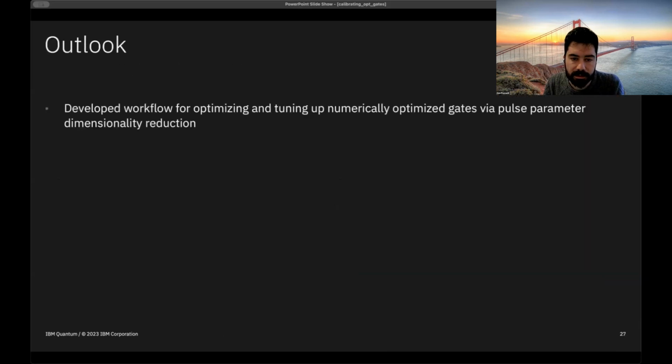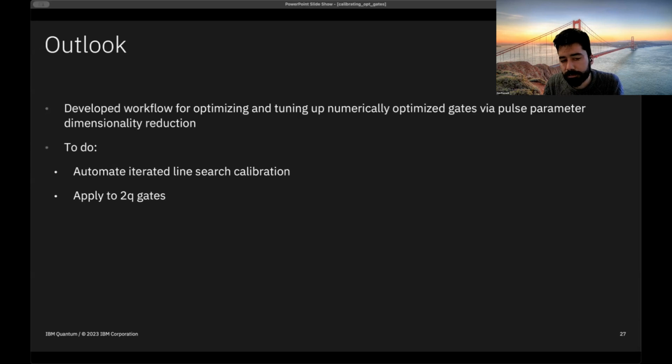Okay, so that's that. Again, the paper will be coming out soon on the arXiv. Just to summarize, we're developing a workflow with the goal being to be able to calibrate these pulses, and it's based on this dimensionality reduction technique. We need to automate this. I didn't say it, but by hand, they had done iterated line searches on each parameter. So this is an extremely simple optimization procedure, which is cool.